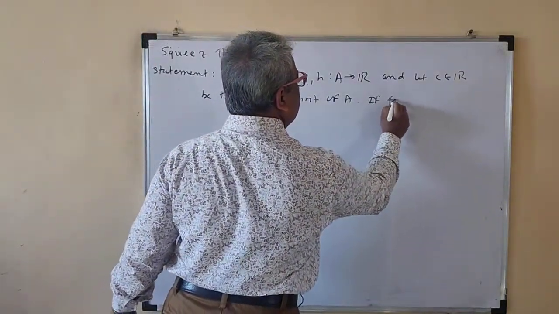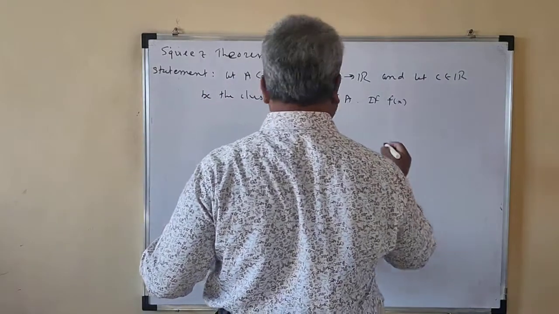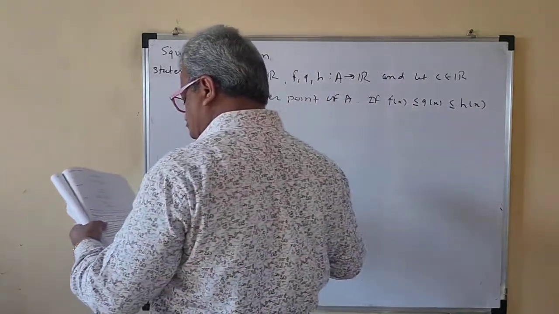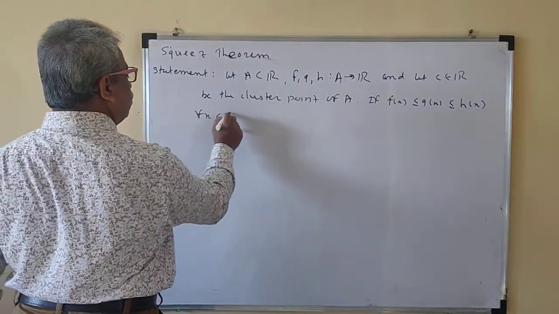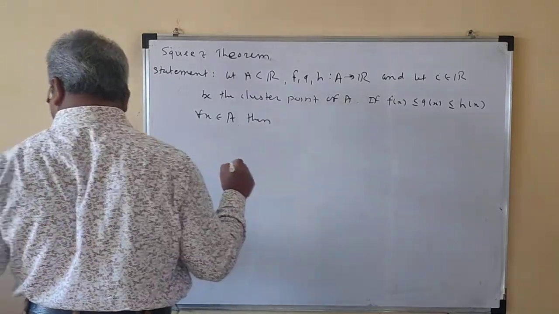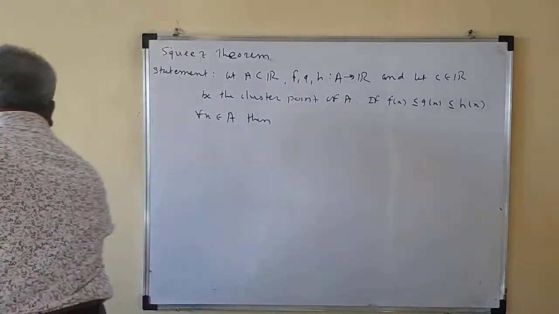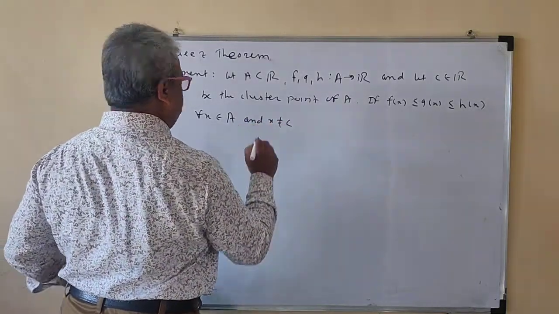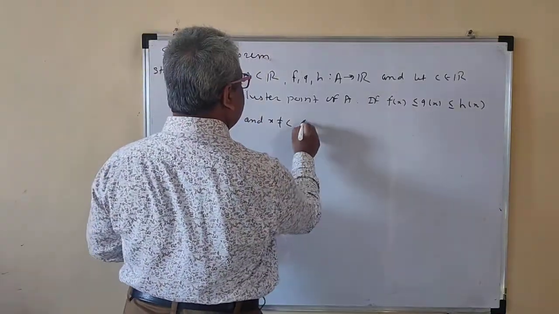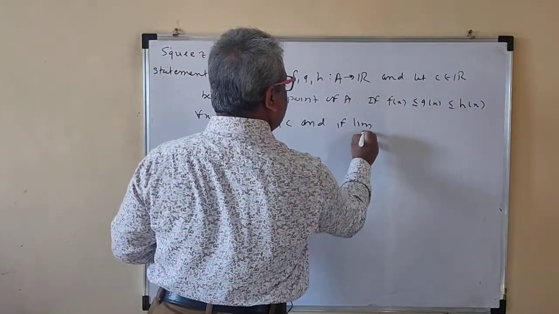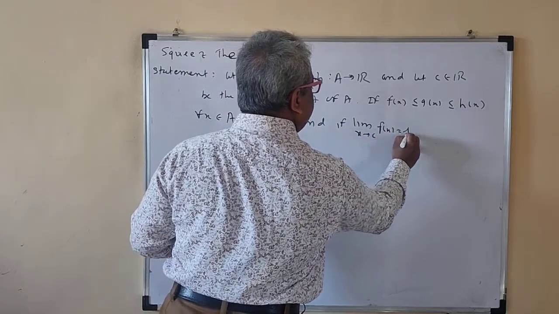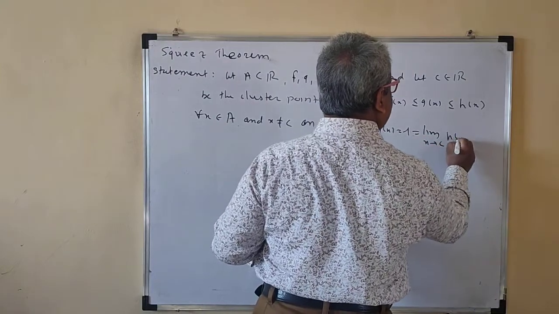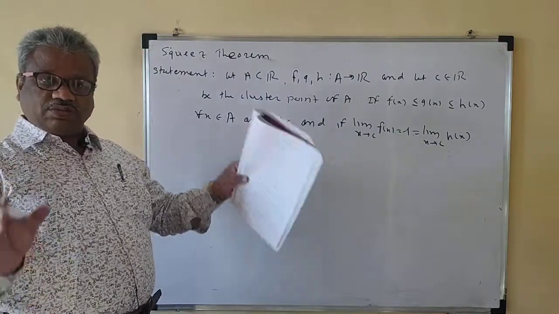If f of x is less than or equal to g of x, which is less than or equal to h of x, for all x belonging to A, and x not equal to c, and if the limit as x tends to c of f of x is equal to n, this is the same as the limit as x tends to c of h of x. So f of x and h of x have the same limit.